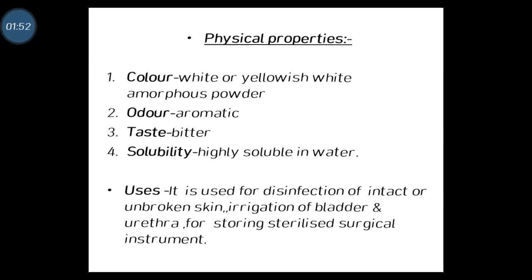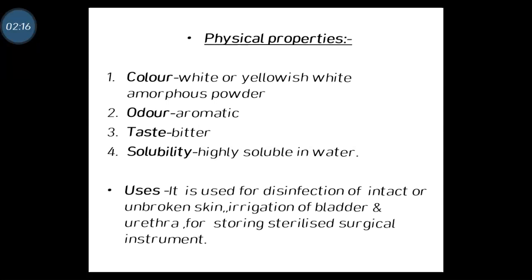Next, what are the physical properties of benzalkonium chloride? First, color: it is a white or yellowish white amorphous powder. Odor: aromatic, like an aroma. Taste is bitter. What is the solubility? Highly soluble in water. So these are the physical properties of benzalkonium chloride.